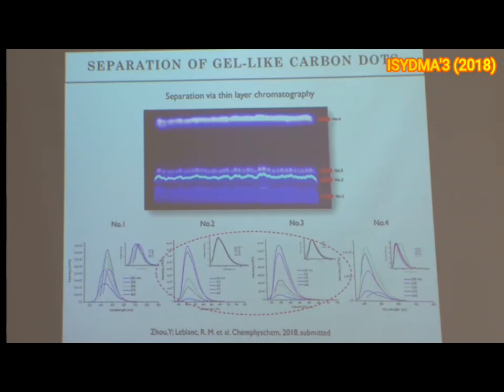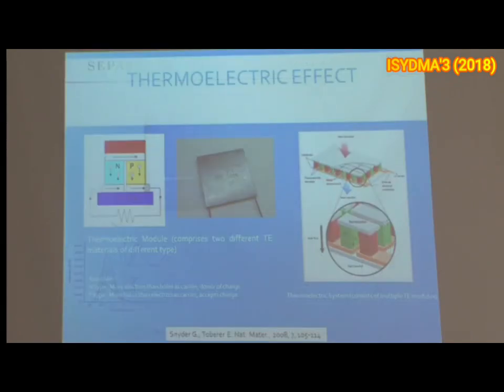And this is what we have done to show that there is a different conjugation. And that means different property in terms of UV and also in terms of fluorescence spectroscopy. So that's important in terms of application. So saying that, what about the thermoelectric effect?